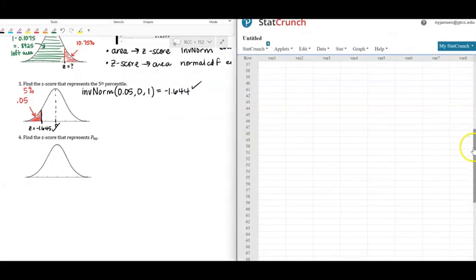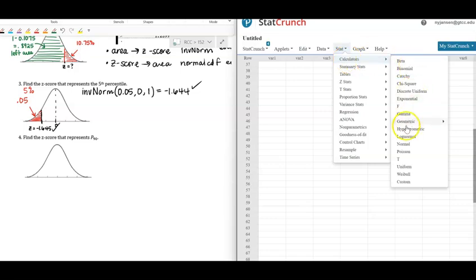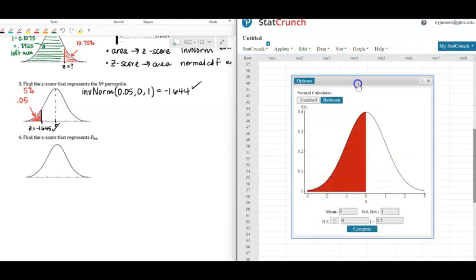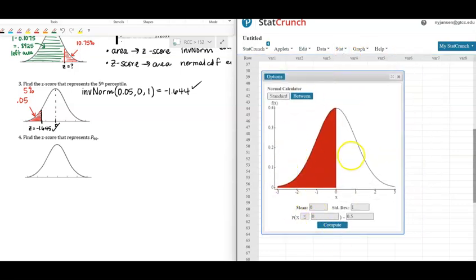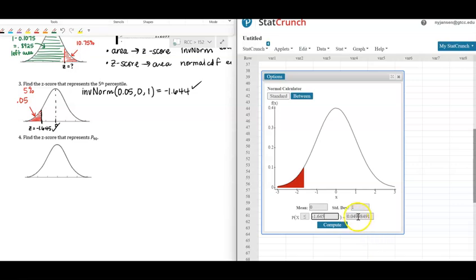Okay, so I've pulled up StatCrunch. I'm going to go to stat calculators, and I'm still going to my normal calculator. What we were doing before is we were putting in values here, like negative 1.645, and it would tell us, oh, it has a left area of about 5%.